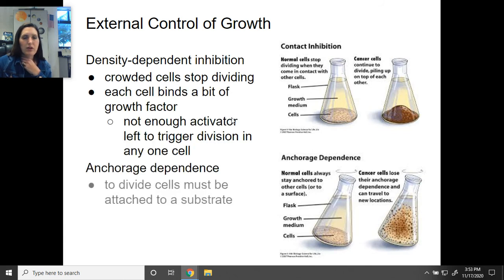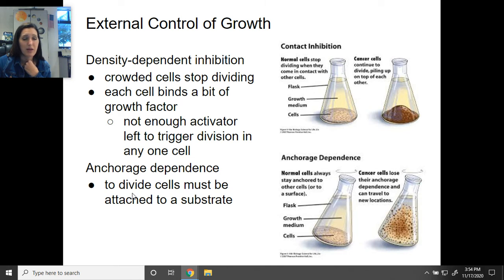All right, there are things that are going to inhibit or stop growth. There is density-dependent inhibition. Crowded cells will stop dividing when there's not enough food or resources to continue growing at that rate. So each cell binds a bit of its growth factors and stops it, if there's not enough activators left to trigger the cell division in any one cell.